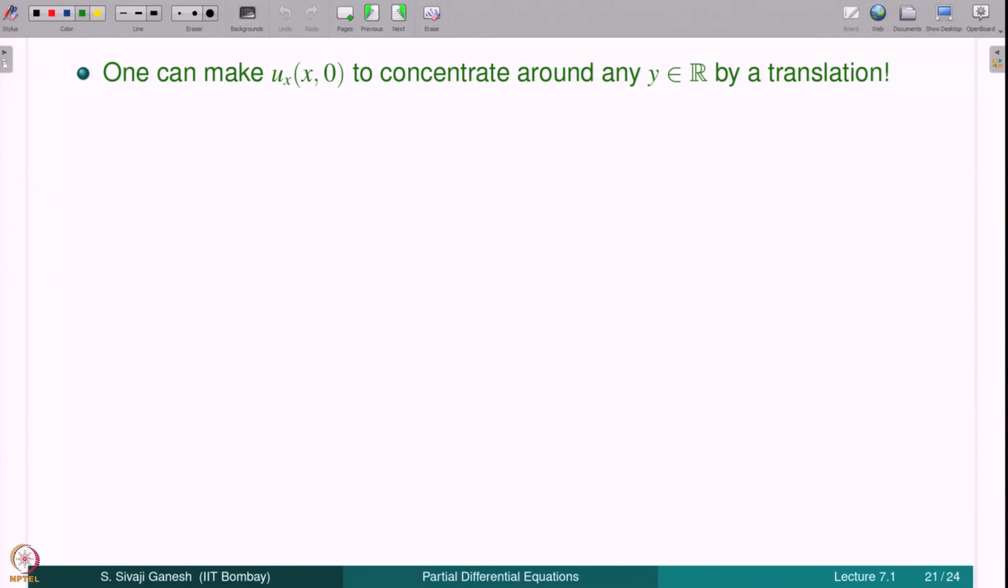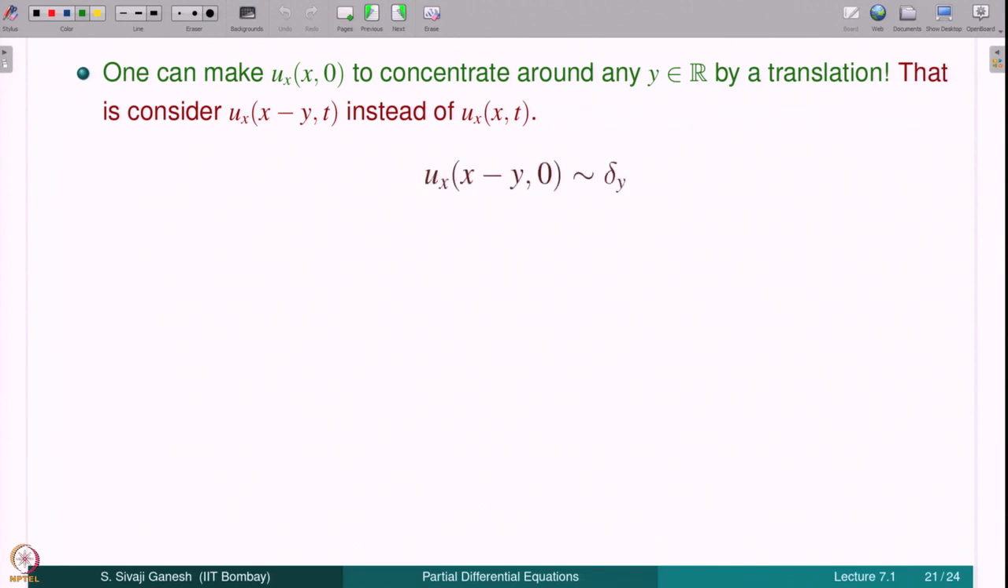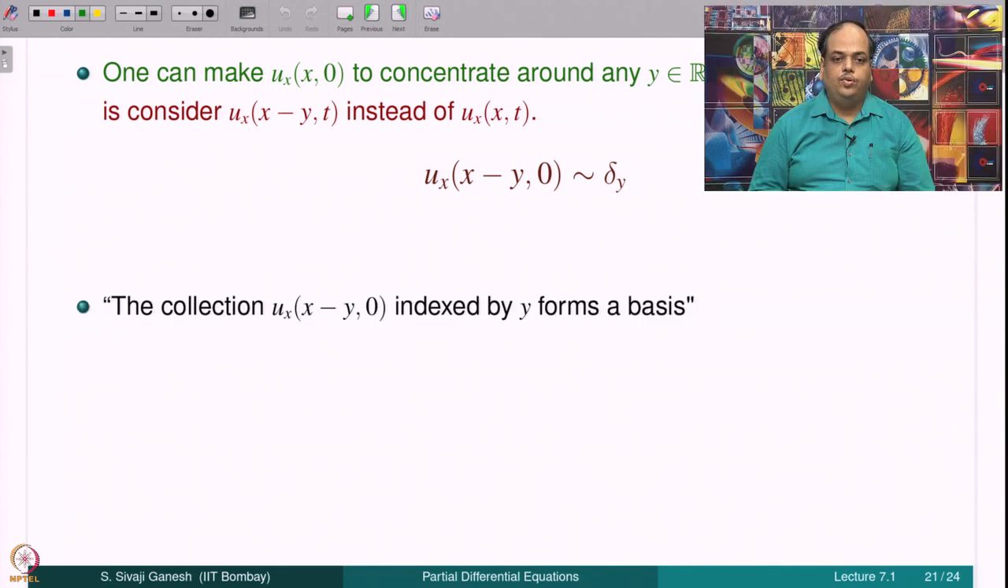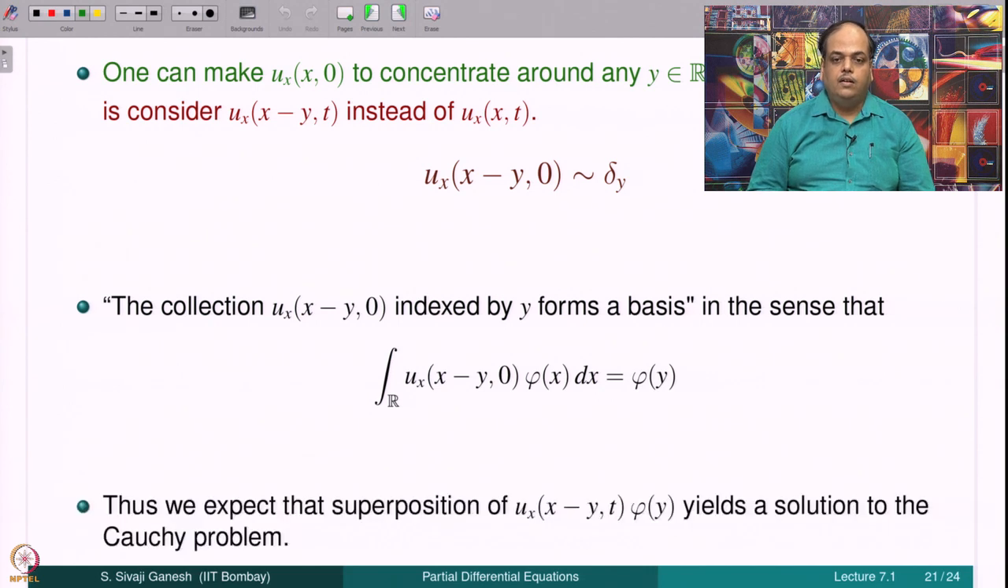So, one can make u_x(x,0) concentrate around any y by a translation, we already observed that. So, you consider u_x(x minus y, t) instead of u_x(x,t). u_x(x minus y, 0) will be like delta_y. The collection u_x(x minus y, 0) indexed by y forms a basis, roughly speaking, in the sense that when you integrate, you will get phi of y. Thus, we expect that the superposition of u_x(x minus y, t) into phi of y yields a solution to the Cauchy problem.